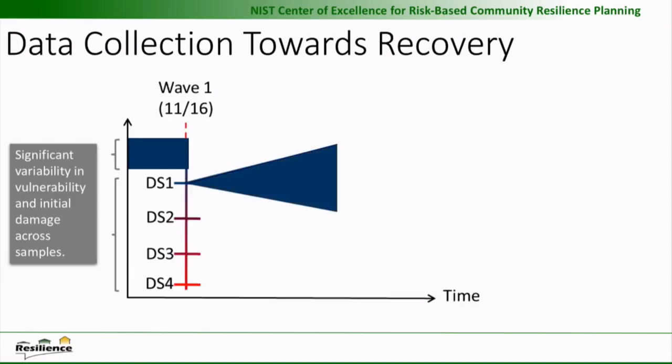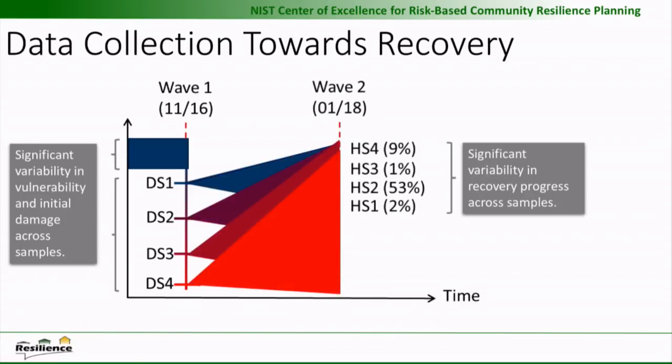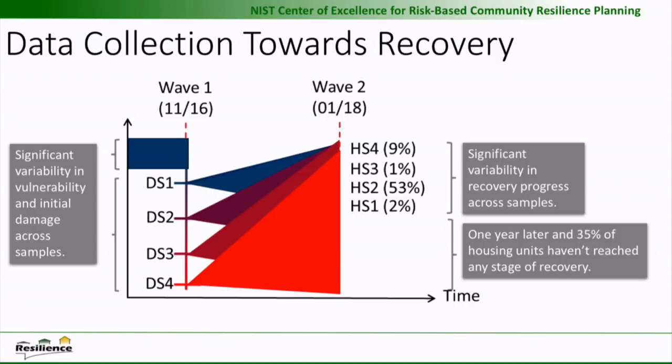We'd like to see upward trajectories, but instead we have observed significant variability in recovery progress across samples, where 1 year later, 35% of sampled housing units haven't reached any stage of recovery. This figure is marked for housing, but we observe similar trends for businesses and schools. Variability in recovery progress is a function of a number of factors, including the ones I'm showing here: pre-event vulnerability and damage level, as well as decision-making, incoming financial resources, the availability of recovery resources, and other logistical challenges and delays.